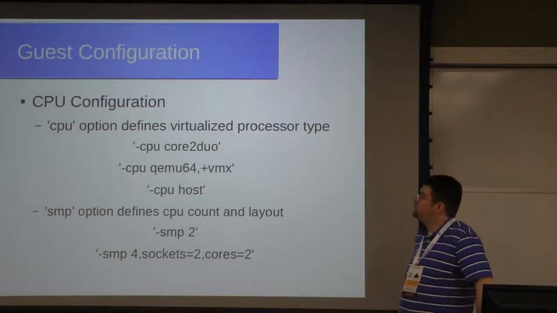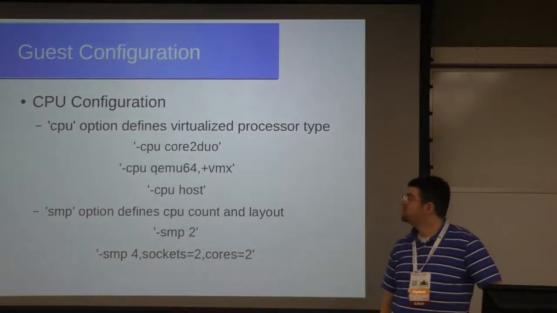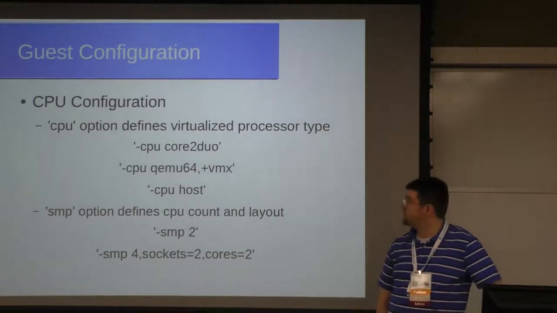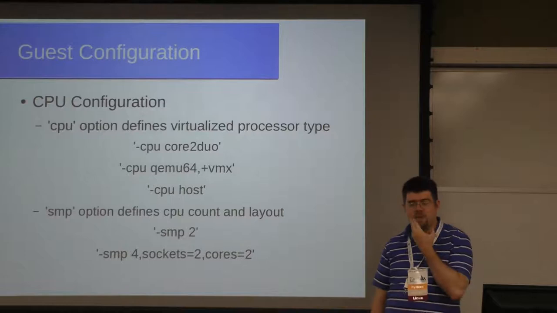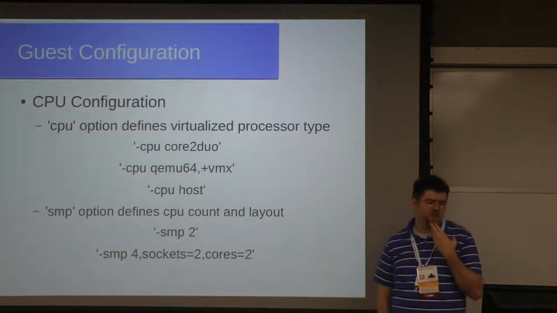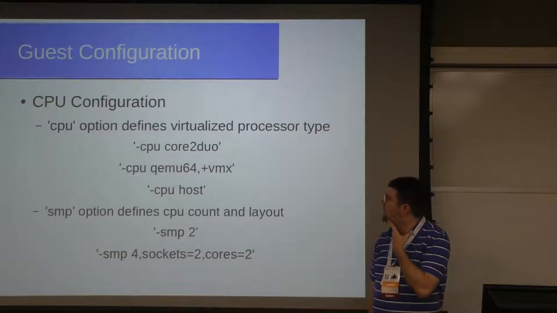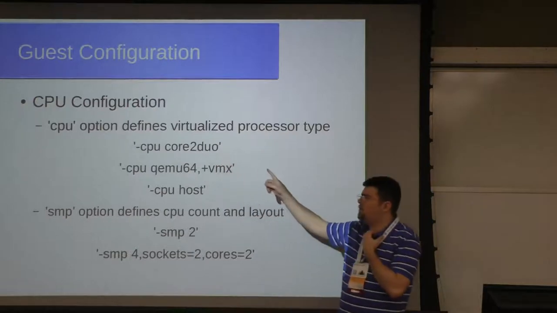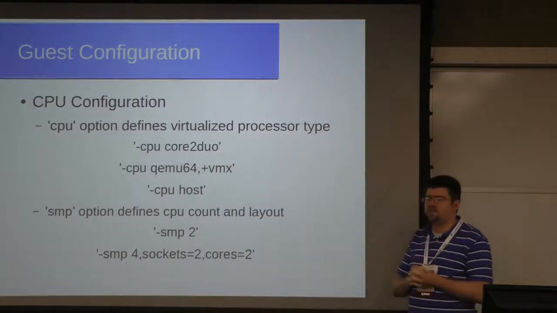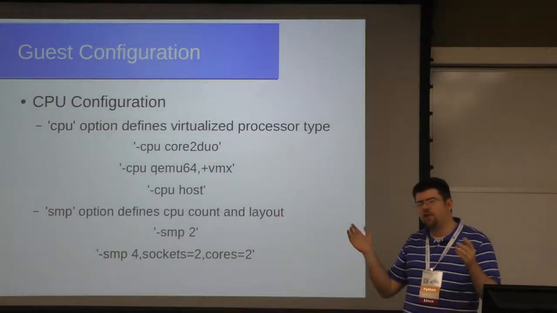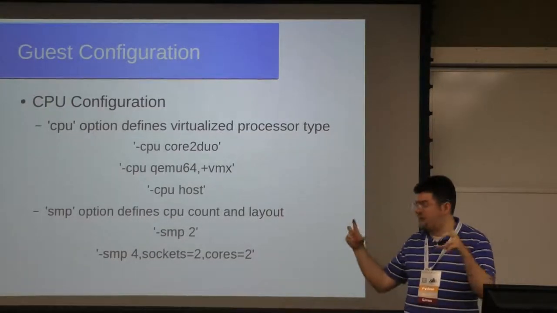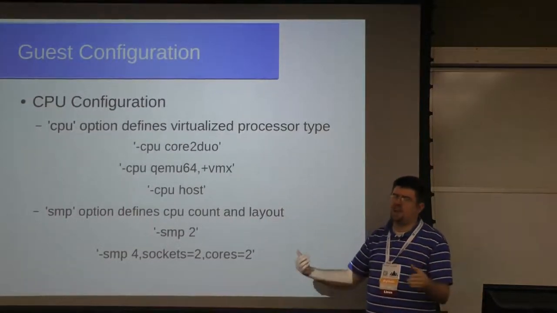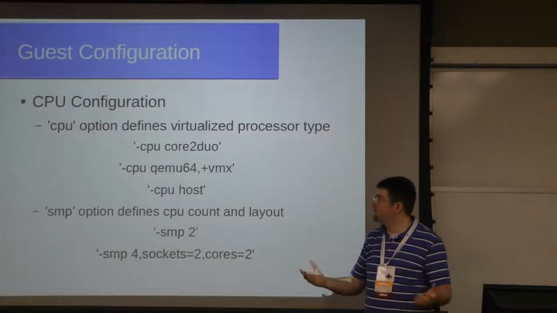So now into some of the actual doing stuff. You can do some crazy things with your CPU configuration. You can define your CPU type. They have a lot of, I guess you could say, helper options, like Core 2 Duo here or your QEMU 64. These are kind of like a predefined set of CPU feature flags. And if you've ever looked in /proc/cpuinfo and you see that big long list of flags, Core 2 Duo defines, okay, I'm going to present X, Y, and Z flags available to the guest.